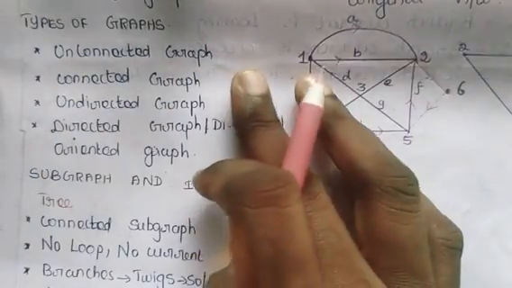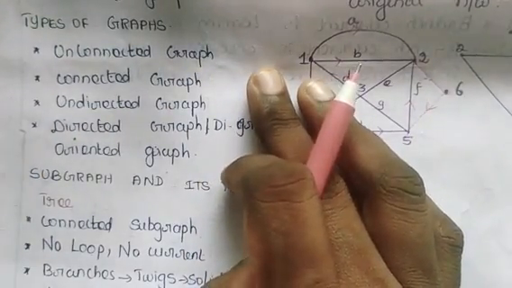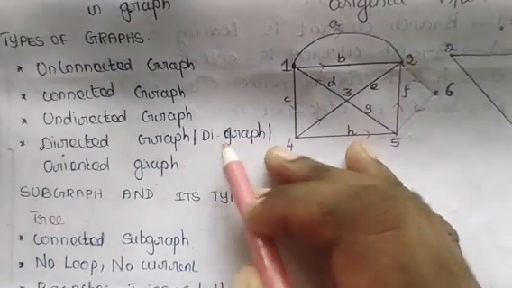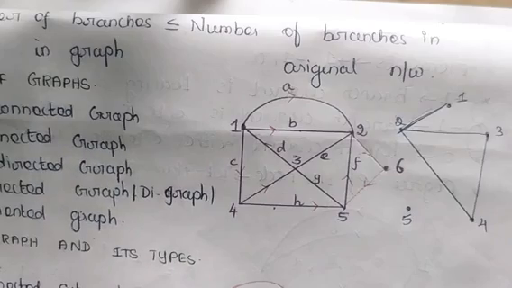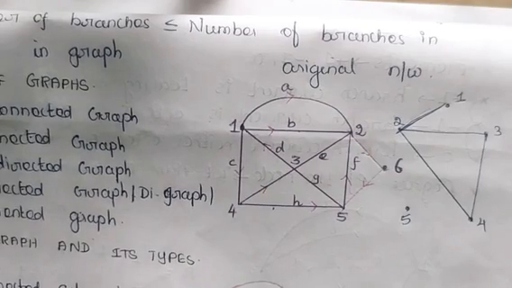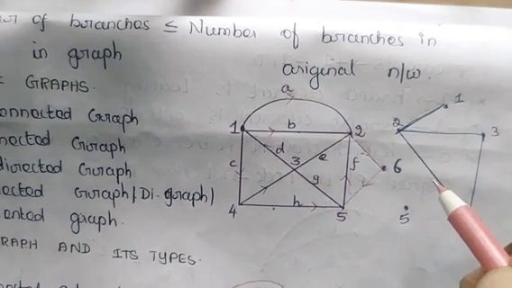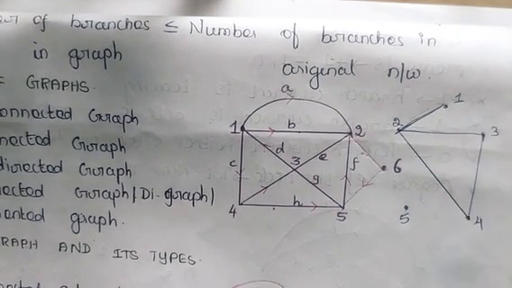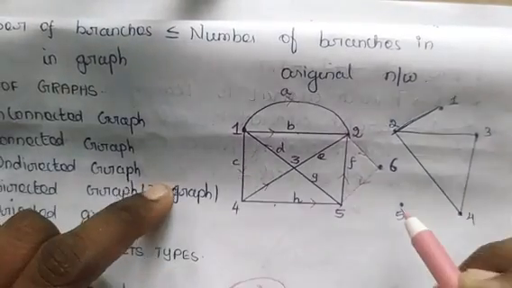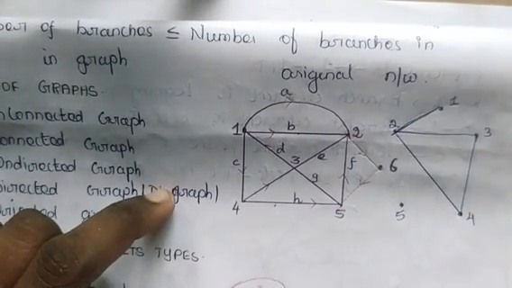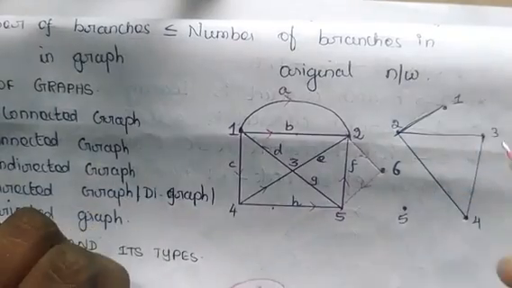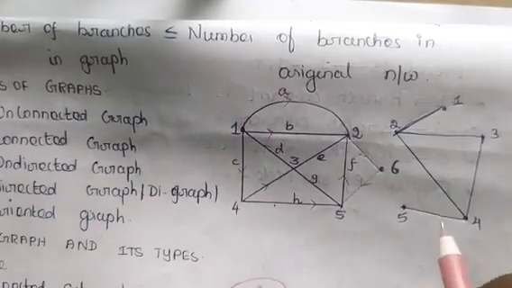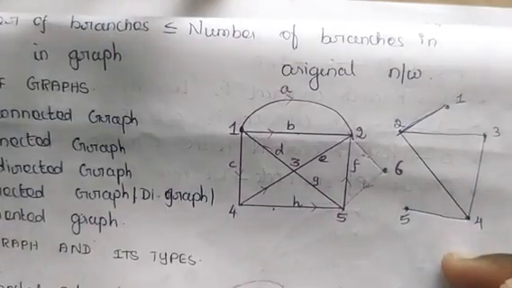There are 4 types of graphs: unconnected graph, connected graph, undirected graph, and directed graph or digraph or oriented graph. If all the nodes of a graph have been connected by at least one branch, then it will be called a connected graph. Otherwise, it is an unconnected graph. In this graph, see here, the node 5 is not connected by any branch. So, it is an unconnected graph. Suppose I make a connection between 5 and 4 nodes, then it will become a connected graph.